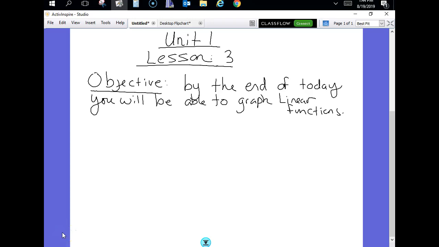So today we're going to be graphing functions. Has everybody gotten the title written down yet? Does anybody need more time to write the title down? Okay, I'll pause for a second. So we're graphing linear functions today. Graphing linear functions.